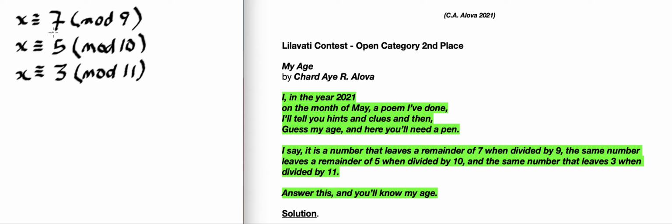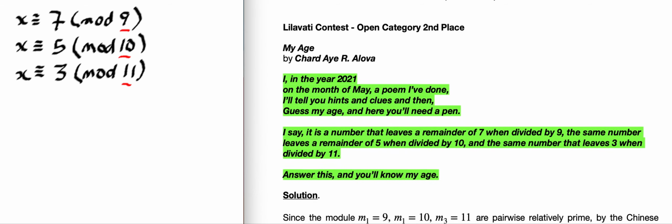This is how we write it in congruence relations, making use of number theory. So x is congruent to 7 mod 9, the same x is also congruent to 5 mod 10, and it's also congruent to 3 mod 11. Now we observe that the moduli 9, 10, and 11 are all pairwise relatively prime. We will call these our m sub 1, m sub 2, and m sub 3, the small m's.